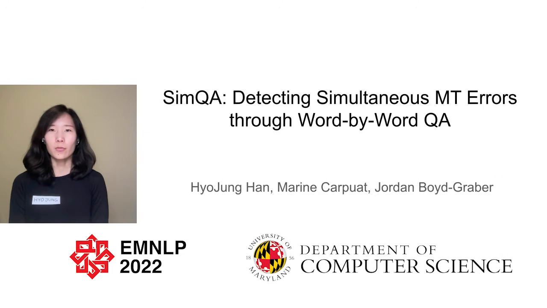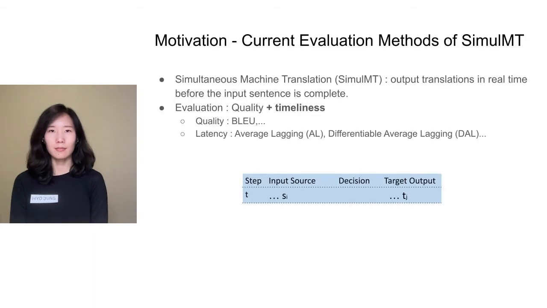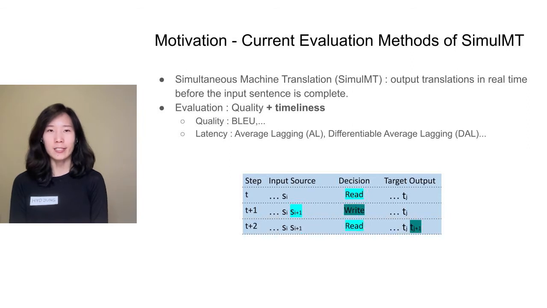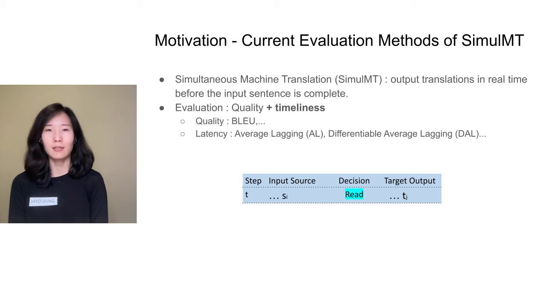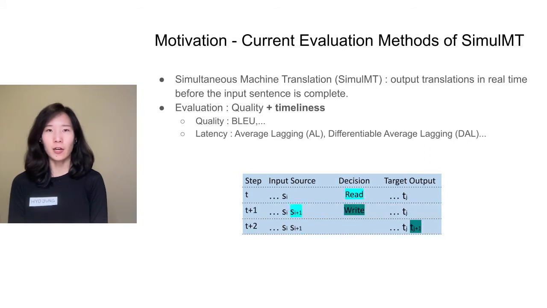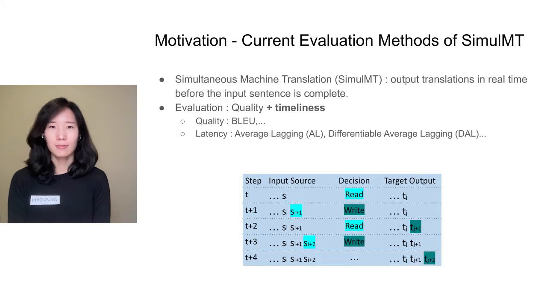In this video, we are going to explain SimQA, our new evaluation task for simultaneous machine translation, using word-by-word question answering. Simultaneous machine translation, or SimulMT, outputs translation in real time before the input sentence is complete. So evaluation methods should also account for the timeliness of output besides the quality.